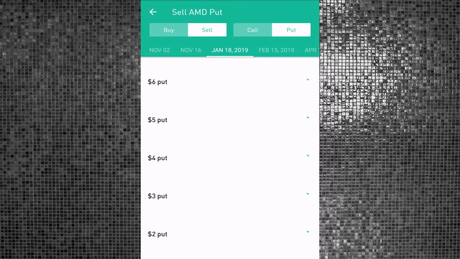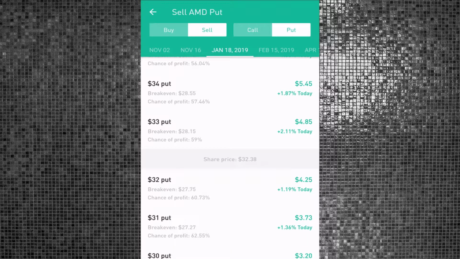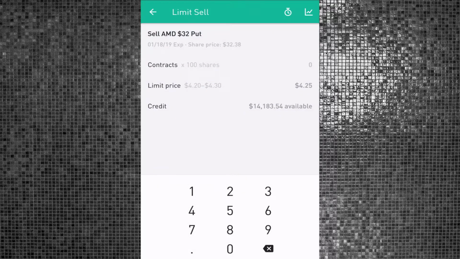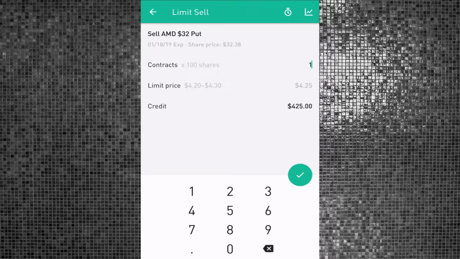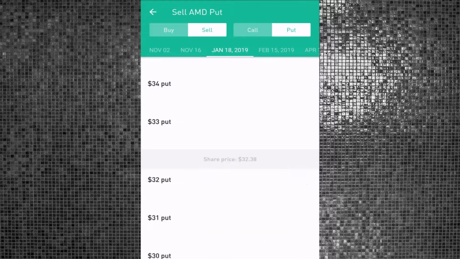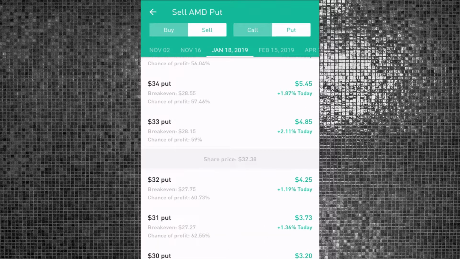Or let's say you want to jump into a stock at a particular price. Instead of doing a market or limit order, you can simply do an options contract. So let's do $32. If the stock did get down to that price, you would be more than happy to jump in. If you click that, you want to buy 100 shares, you would essentially get paid to make that trade. Again, you have to put up collateral for that particular trade. So if the stock did get down below $32, you would buy it for $32. You would still keep that credit of $425. But if it did not get down to that particular level, you would keep that money and then simply be able to free up that capital for another stock trade.